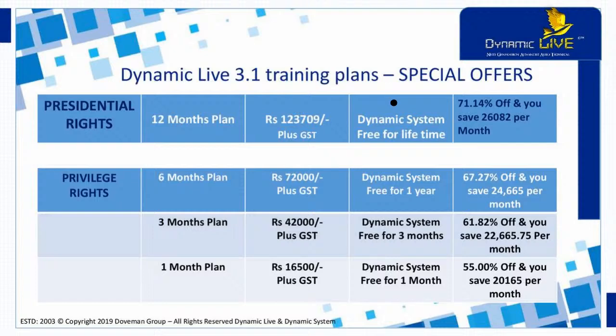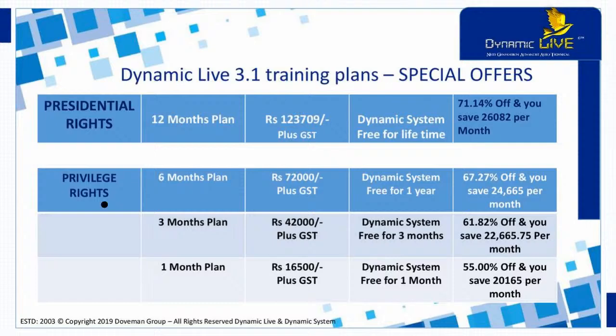But the biggest benefit is it gives you signals and information one day in advance, so that those people who don't have time, by spending hardly 10 to 15 minutes of your leisure time, will be able to trade using this Dynamic System and start earning year after year consistently. This Dynamic System in itself is worth around 95,000 rupees, and today you are getting it free for lifetime. You're getting almost 71% off per month on this particular plan.